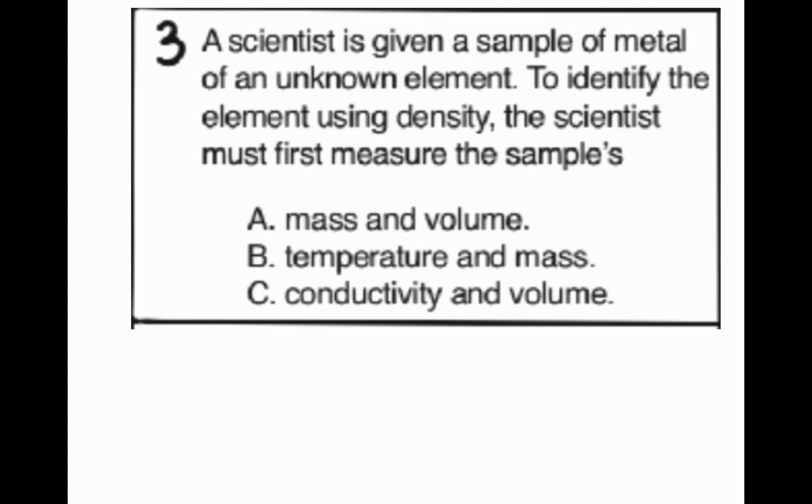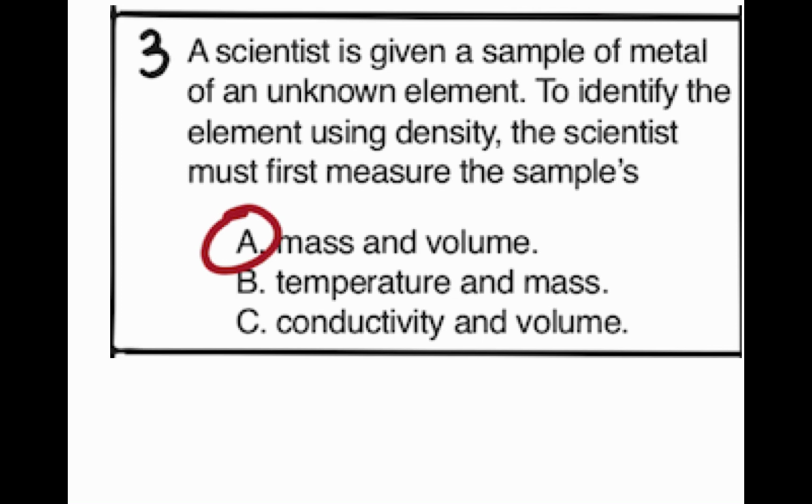Question number 3. A scientist is given a sample of metal of an unknown element. To identify the element using density, the scientist must first measure the sample's what? Is it mass and volume, temperature and mass, or conductivity and volume? And so we're just asking what's the equation for finding density? And remember, that's going to be density equals mass divided by volume, so your answer would be A for that one.